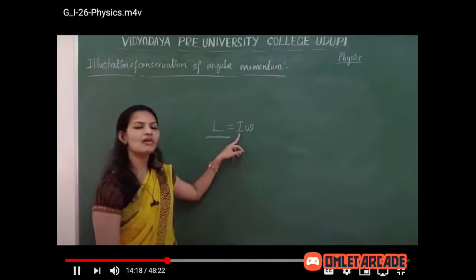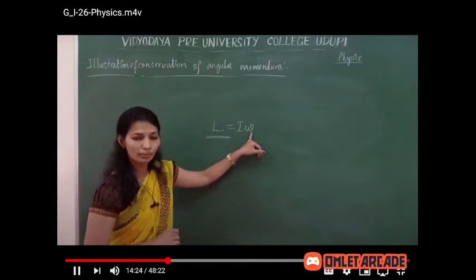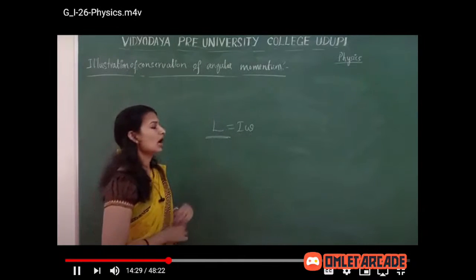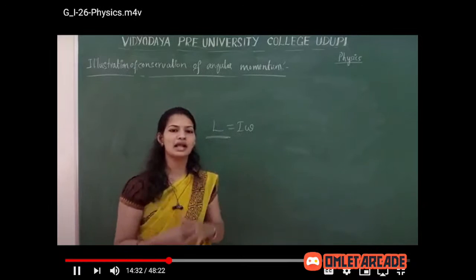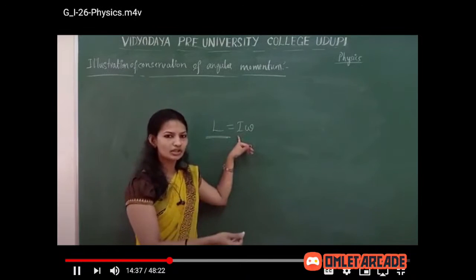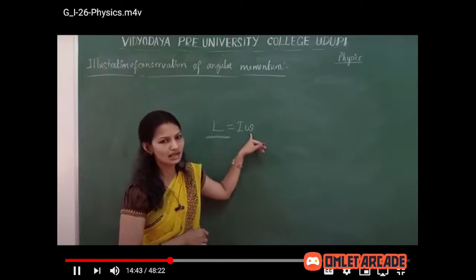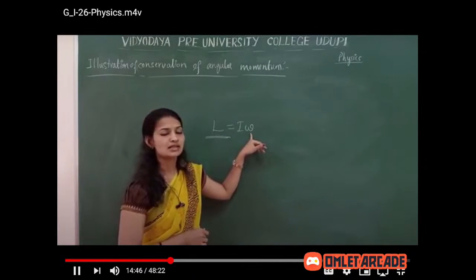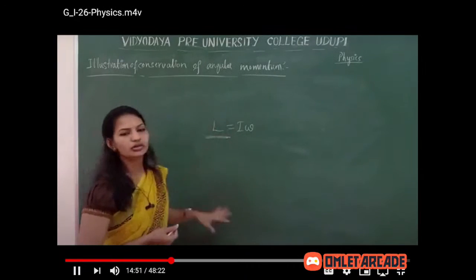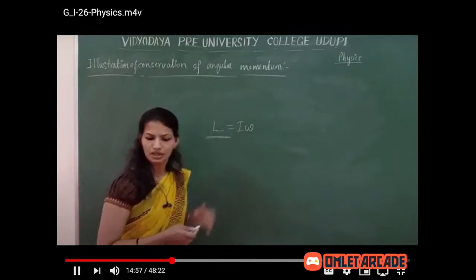In the first case, the I value is more when she stretches her arms and legs, and omega, the angular velocity, decreases, so she spins slowly. When she withdraws her arms and legs, the moment of inertia decreases and the angular velocity increases. As a result, she spins fast. So in both cases, the total angular momentum of the ballet dancer is constant.